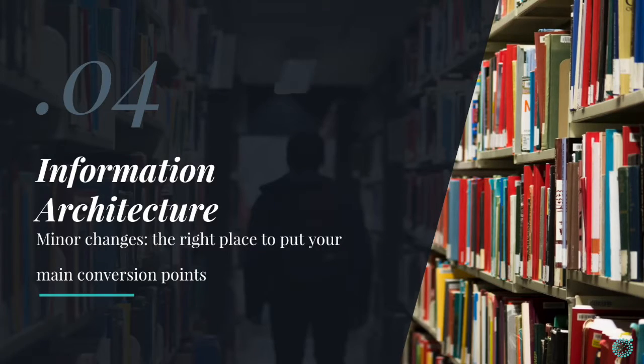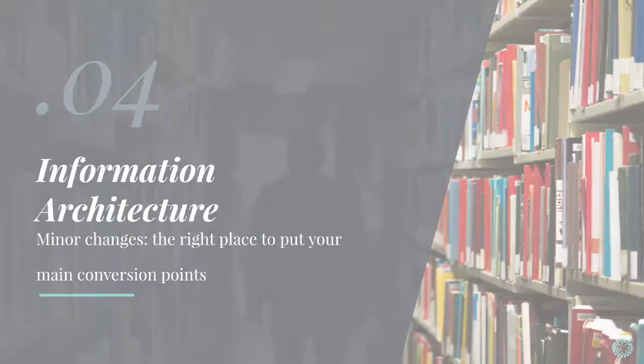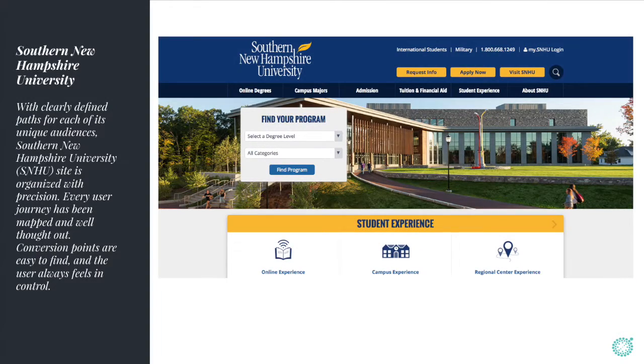Let's talk for a little bit about information architecture, which can also impact SEO. It absolutely can. Here's an example we really like, a local one, my alma mater, Southern New Hampshire University. With clearly defined paths for each of its unique audiences, the Southern New Hampshire University site is organized with precision. Every user journey has been mapped and well thought out, and conversion points are easy to find. I think the user always feels in control.